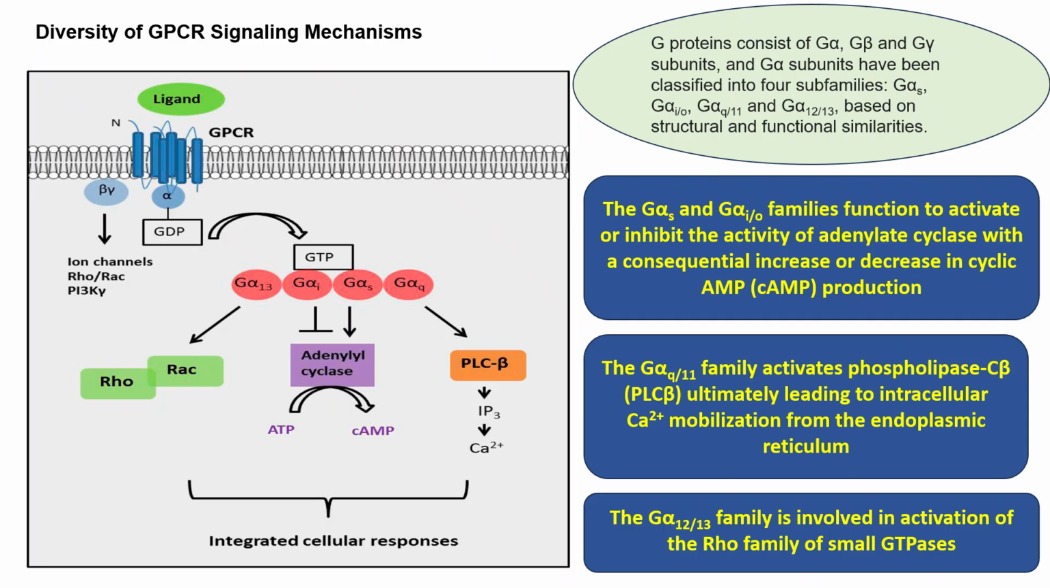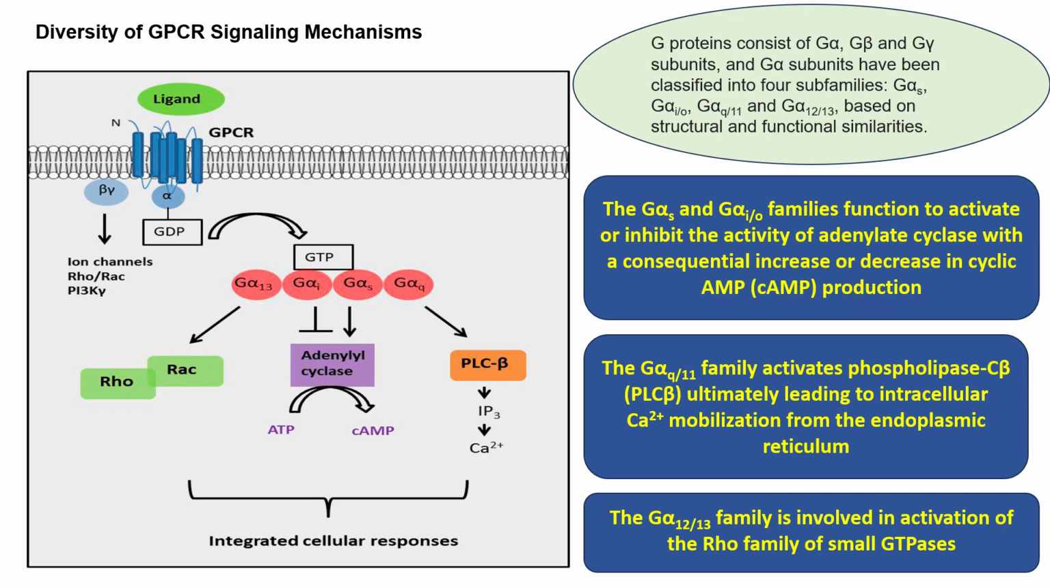This slide shows the diversity of GPCR signaling mechanisms. We know that G protein consists of G alpha, beta and gamma subunits as they are heterotrimeric proteins. The G alpha subunits have been classified into four subfamilies. They are G alpha S, G alpha I, G alpha Q, G alpha 12, based on structural and functional similarity.